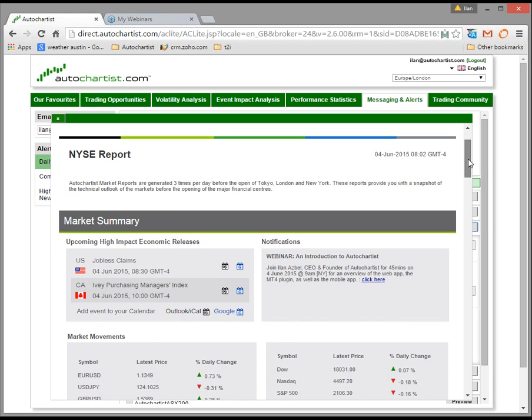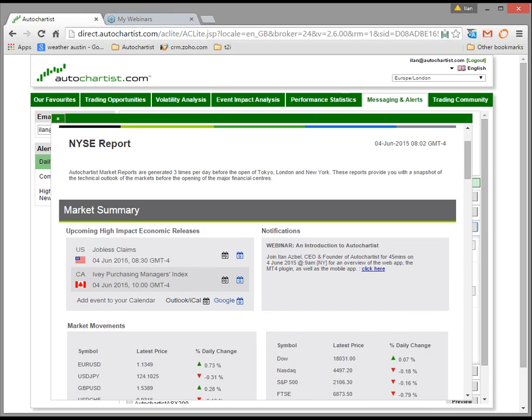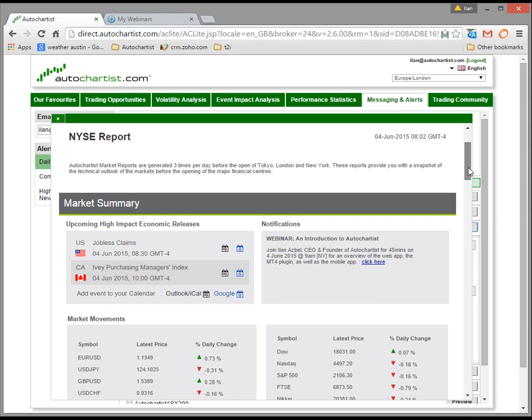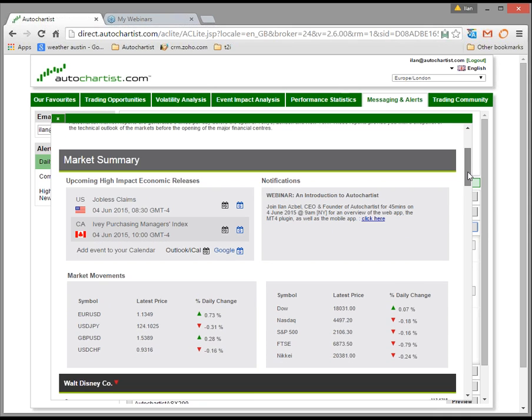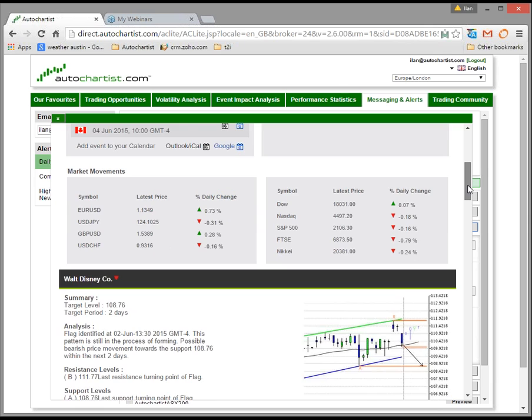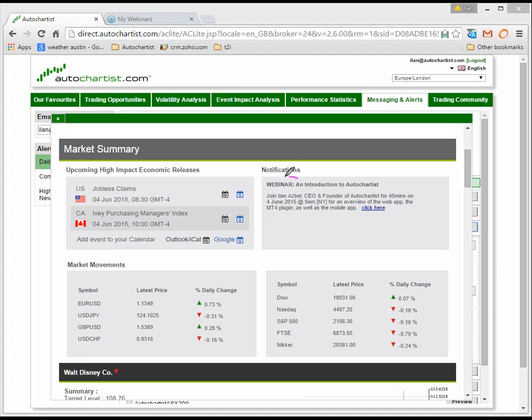So this is a report from the New York Stock Exchange. We've got the upcoming high impact events coming up for the day. So these are the events you need to look out for, right? Jobless claims already out. Okay, so a summary of the market movements. And just above it is actually quite interesting.